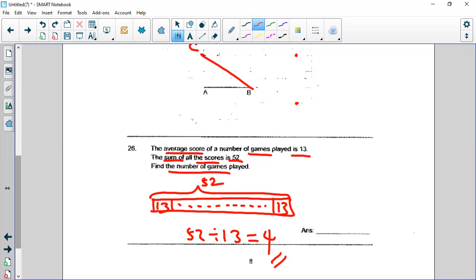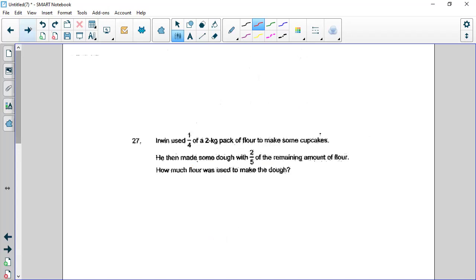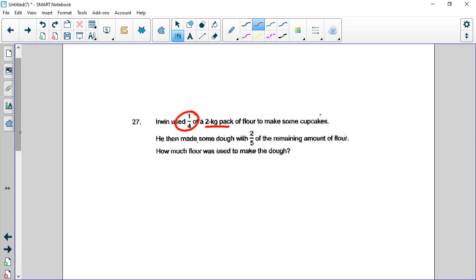Okay, let's go to 27. Okay, this one can look quite confusing because there's a fraction, there's a 2 kg there. Irvin used 1/4 of a 2 kg pack of flour to make some cupcakes. Yeah, Wenrei, you raise your hand, Wenrei.